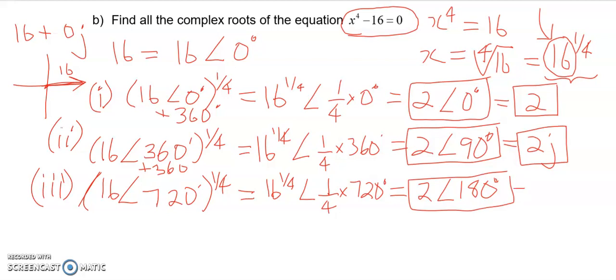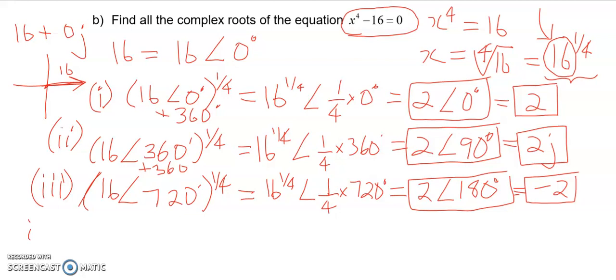And again, if you go ahead and do the simple conversion to put that back into rectangular form, what you're going to get in this case is -2. So there's the third root. And we have to find one more.